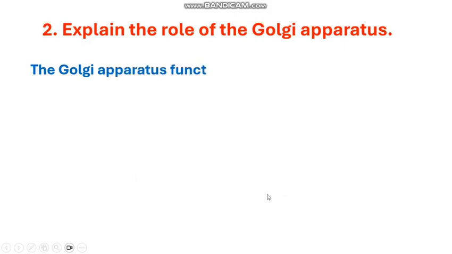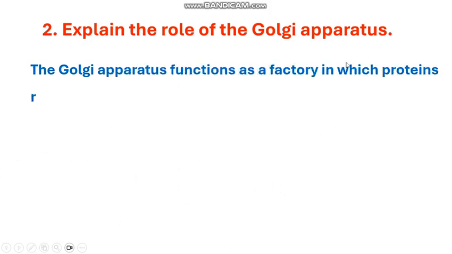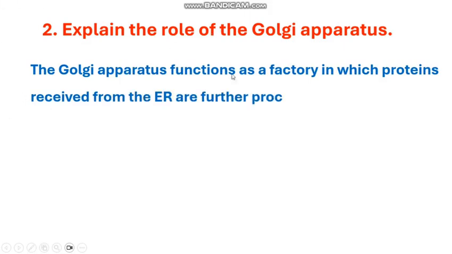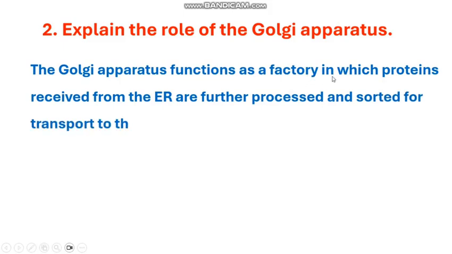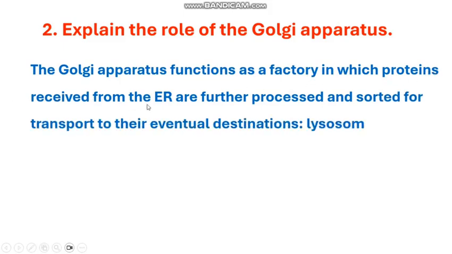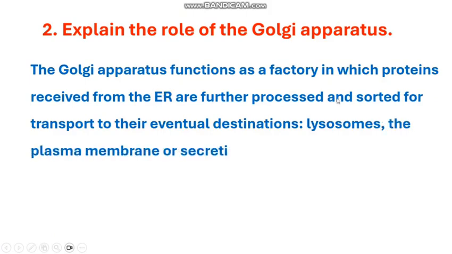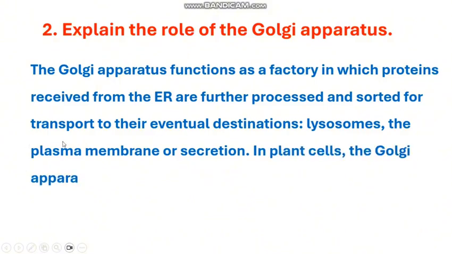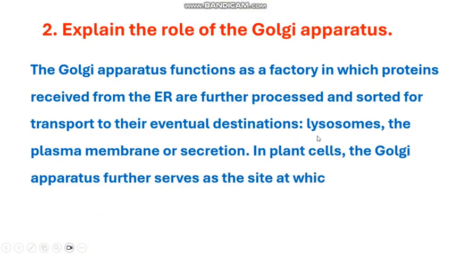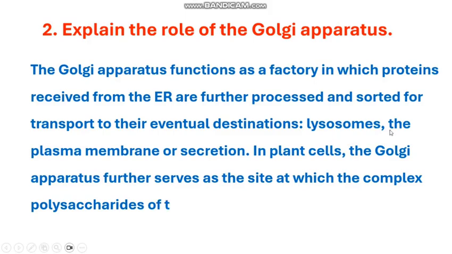We can write our answer in essay form or in complete sentences by writing: the Golgi apparatus functions as a factory in which proteins received from the endoplasmic reticulum, ER, are further processed and sorted for transport to their eventual destinations, such as the lysosomes and the plasma membrane, or they are secreted. Then in plant cells, the Golgi apparatus further serves as the site at which the complex polysaccharides of the cell wall are synthesized. So this is how we can answer our question 2.